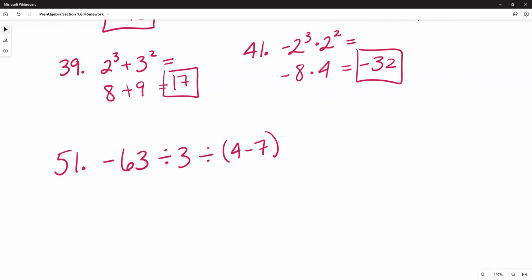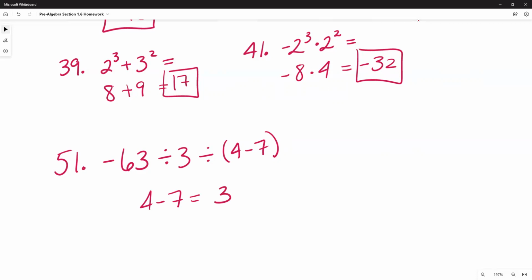What do we do first? Eventually. No, you're right. It's left to right, but you still have to do that. Left to right only works if they're all the same operation. Multiplication, division, addition, subtraction. What's here that we need to simplify first? All right, 4 minus 7.